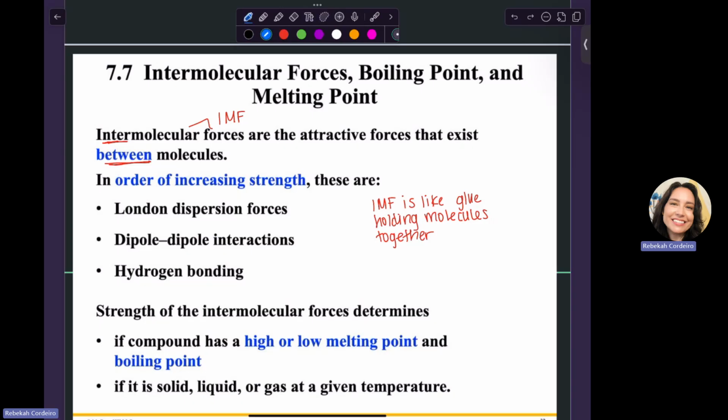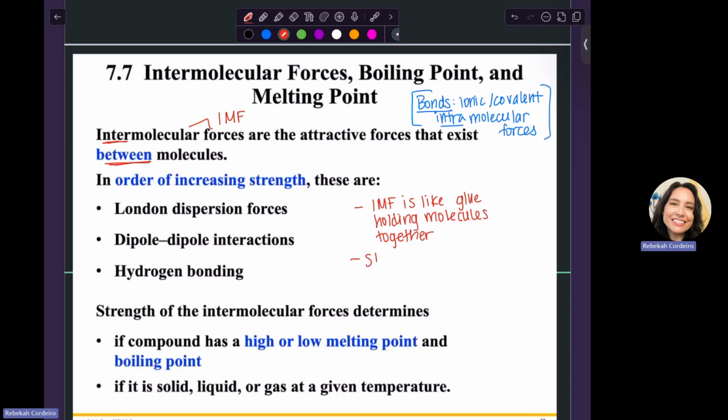And so just an FYI, bonds are ionic and covalent interactions between atoms, and these are intramolecular forces. So between or in or within. So bonds are intramolecular forces within the molecule. Intermolecular is like between one molecule of water and another molecule of water, not the covalent bond between H and O, if that makes sense. So the IMF is like glue holding the molecules together.